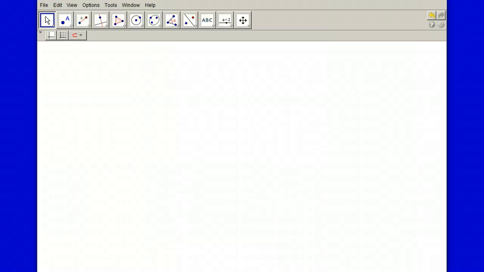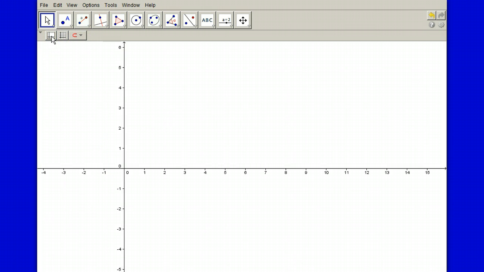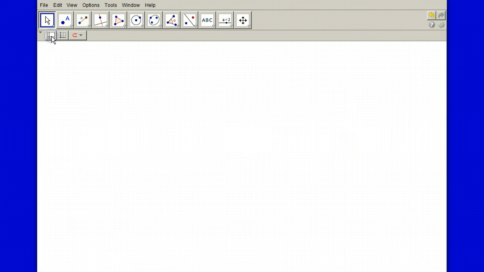Okay, here's a short video on how to use GeoGebra as your dynamic geometry tool to help you test for parts B and C in number 3-44. First you see that I closed out the algebra section and I got rid of the grid, or the coordinate plane. I click this button to get rid of that.